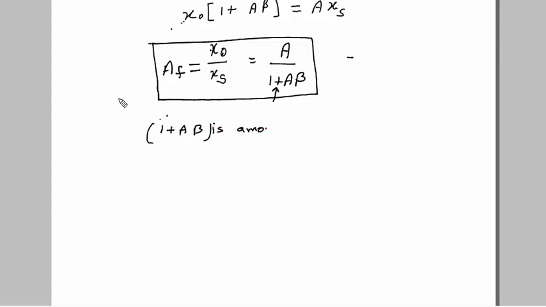1 plus A beta is the amount of feedback. With due course of time, we will see that all the increment or decrement happens by a factor of 1 plus A beta. If something increases, it will be multiplied by 1 plus A beta. If it decreases, it will be divided by 1 plus A beta. So 1 plus A beta is the amount of feedback. A beta is known as the loop gain.